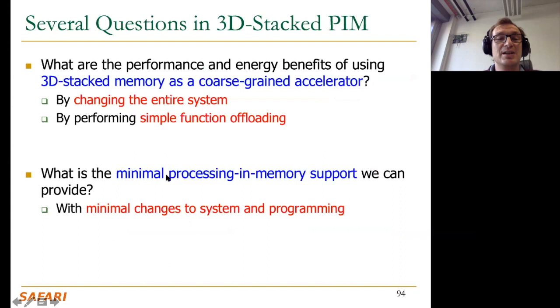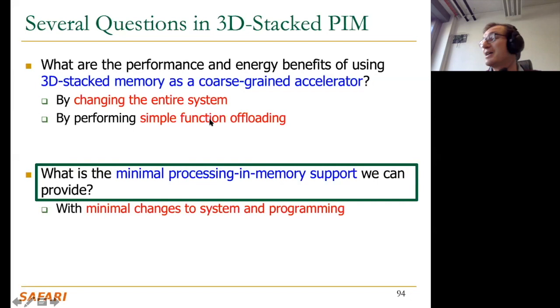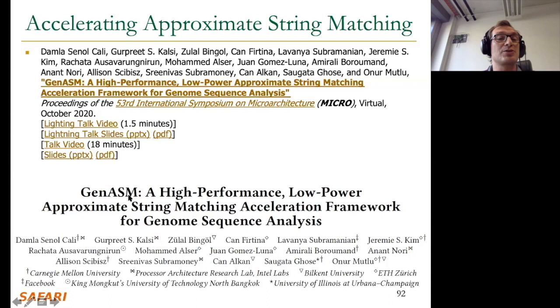This is a great place to stop because we've covered this question: what kind of benefits do we get if we use 3D stack memory as a coarse-grain accelerator by changing the entire system, or by simple function offloading? You can see that changing the entire system always provides much higher benefits than simple function offloading. You will see this with GenASM also. With GenASM, we're changing the entire system, as opposed to offloading simple functions.